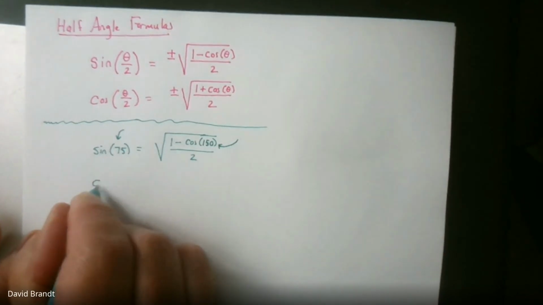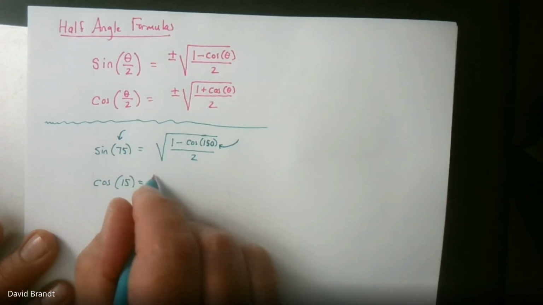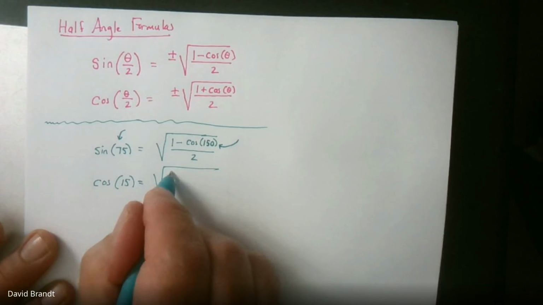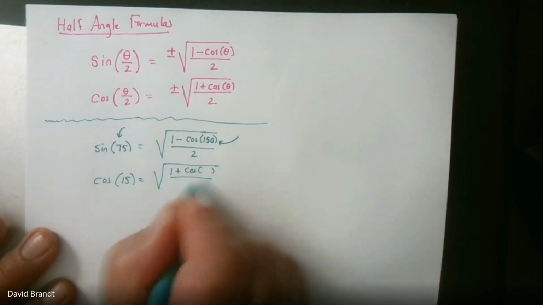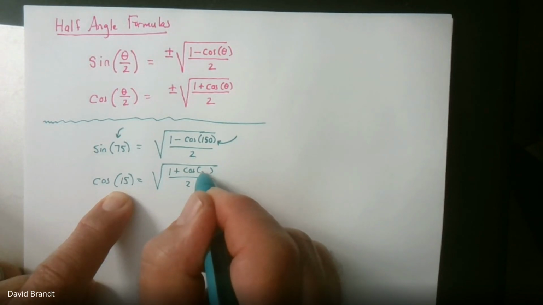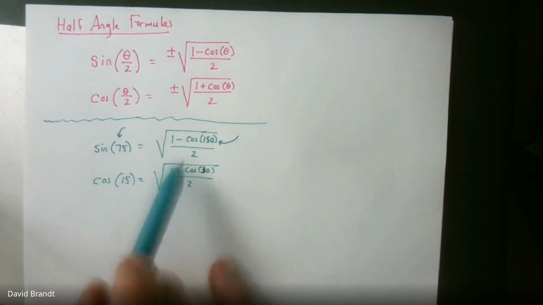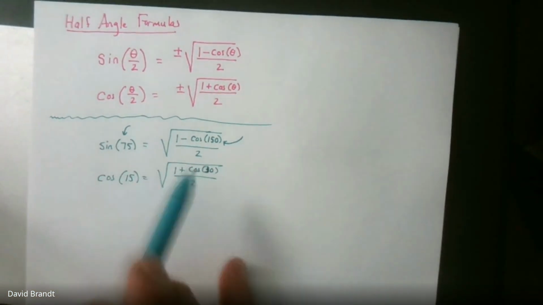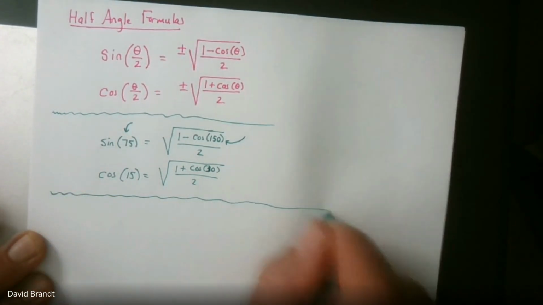So if I saw cosine of 15, this would have a plus in it. What would go right here? So this angle has to be half as much as this one. So that would be a 30. Now, I'm not evaluating this. I'm just showing you what the relationship is when you plug stuff in. This is what it looks like. Well, let's do an example of where you would evaluate something like that.